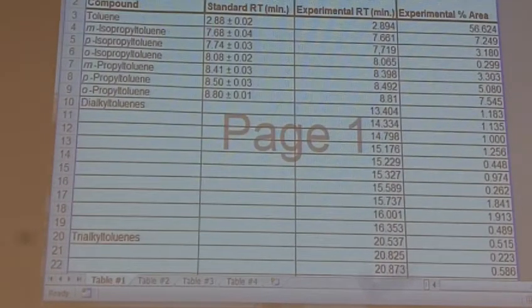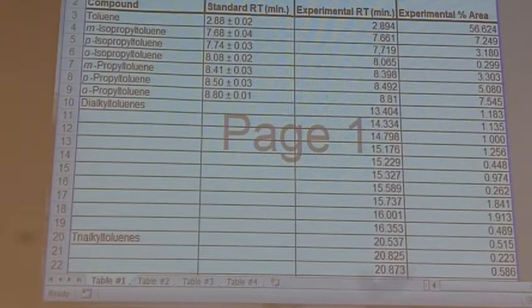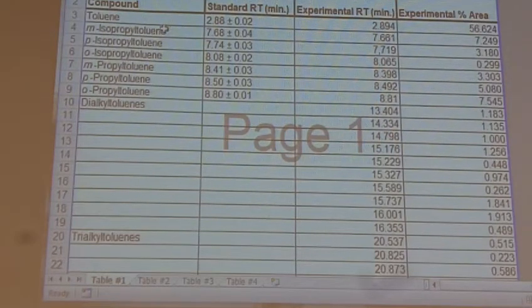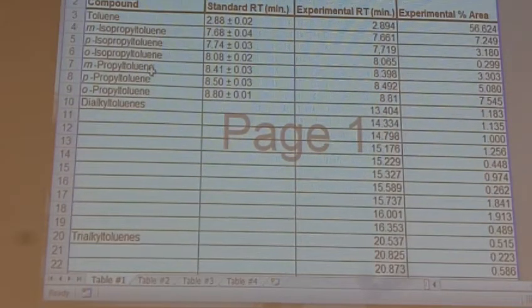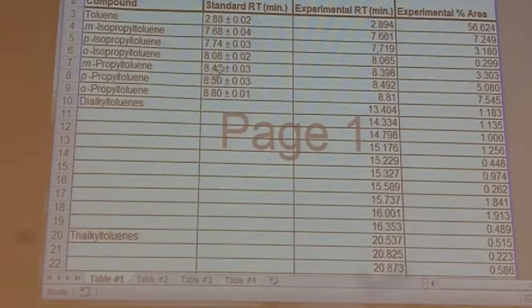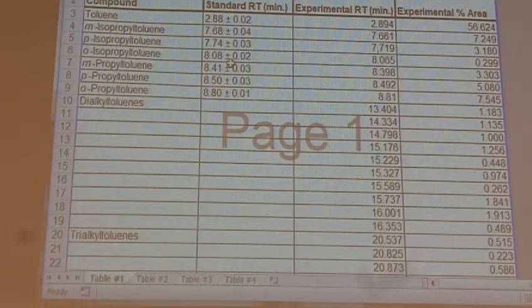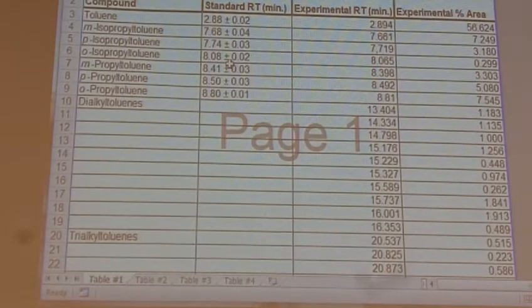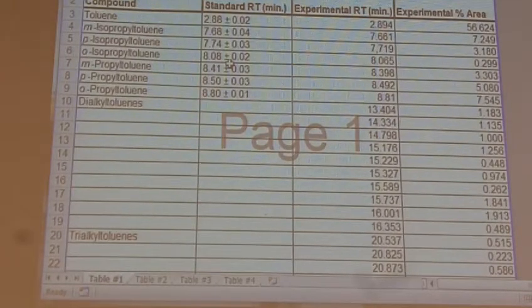So you want to have a column where you list what compounds you're evaluating, so toluene, then the isopropyl toluenes, the propyl toluenes, and give the standard retention times. Now these, don't use these as yours, use the standard retention times you were given. These are from a couple of years ago, okay, so they may not be valid for your data. Then you're going to give the experimental retention time and then what that percent area was experimentally.